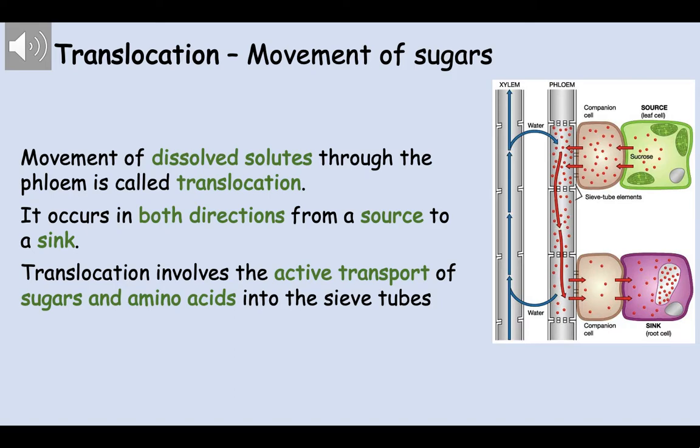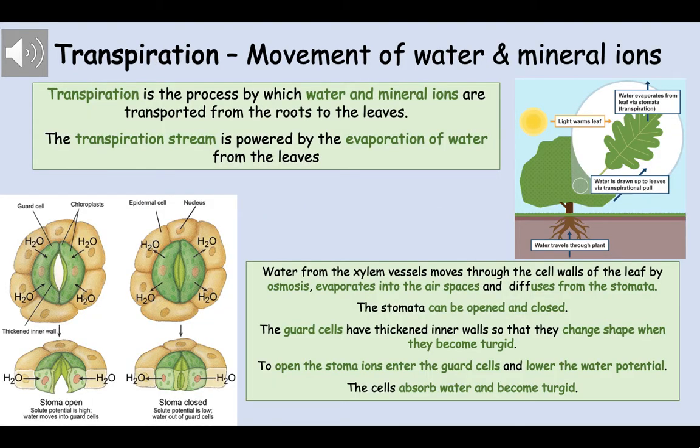So now transpiration. Transpiration, as we know, is the movement of water and mineral ions through a plant. This is going to take place in one direction. It's going to take place from the roots up through the stem to the leaves. And with this, we have something called a transpiration stream. A transpiration stream is a constant flow of water through the plant.